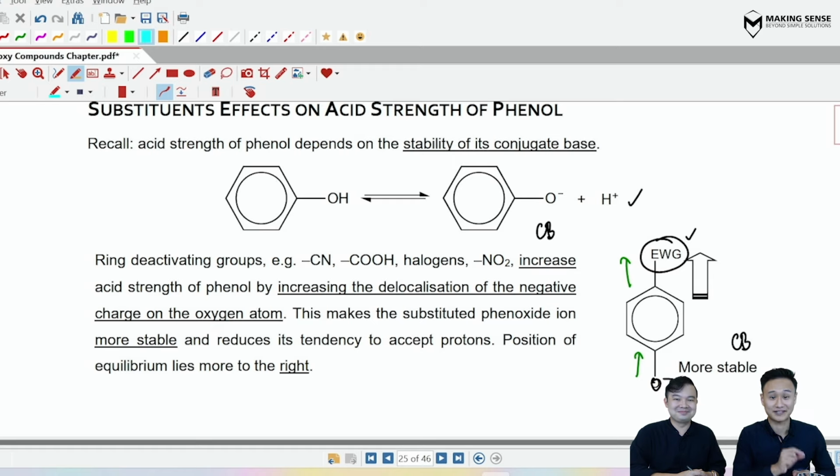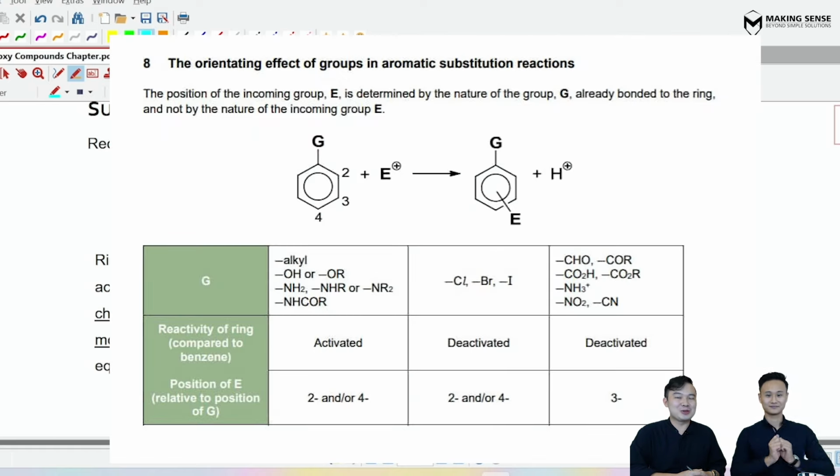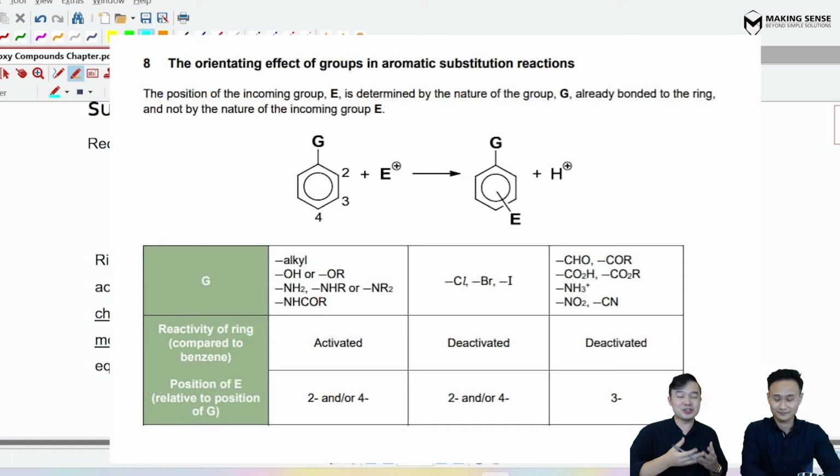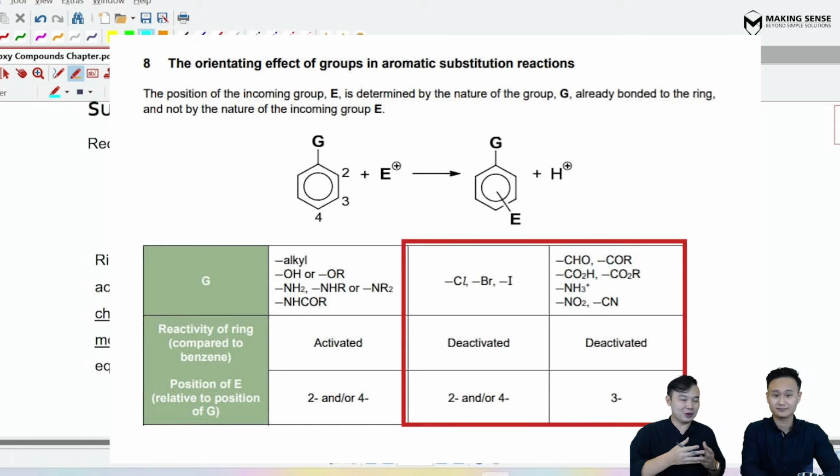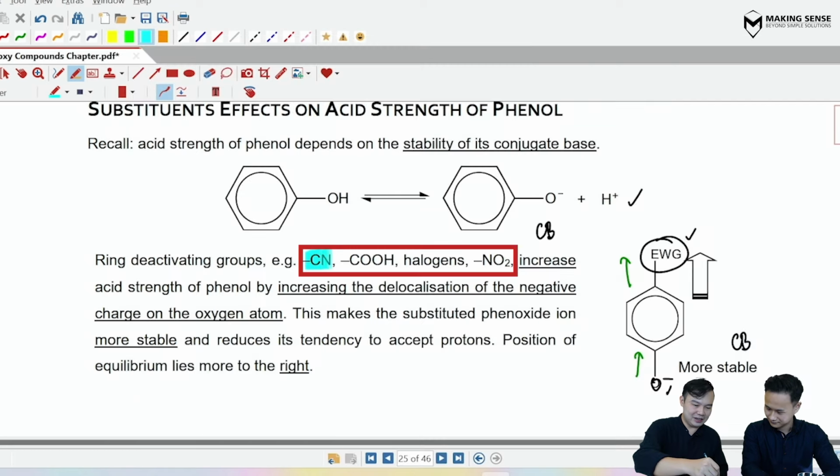You can actually just flip to your data booklet. It's right here. So we are looking out for those functional groups that are deactivating. Sorry, they are deactivating, right? Deactivating. So some examples are over here actually. Okay, but you can actually find them. Like what Mr. Tim said, it's going to be in your data booklet.